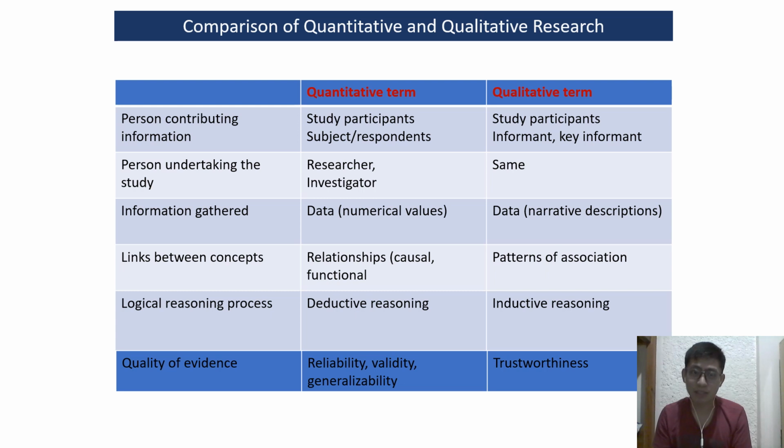For the links between concepts or relationships, in quantitative it's more causal and functional. In qualitative terms, it's more on patterns of association. For the logical reasoning process, deductive and inductive: deductive is from general to specific, inductive is from specific to general. Quality of evidence in quantitative is reliability, validity, and generalizability. For qualitative research, it is trustworthiness.